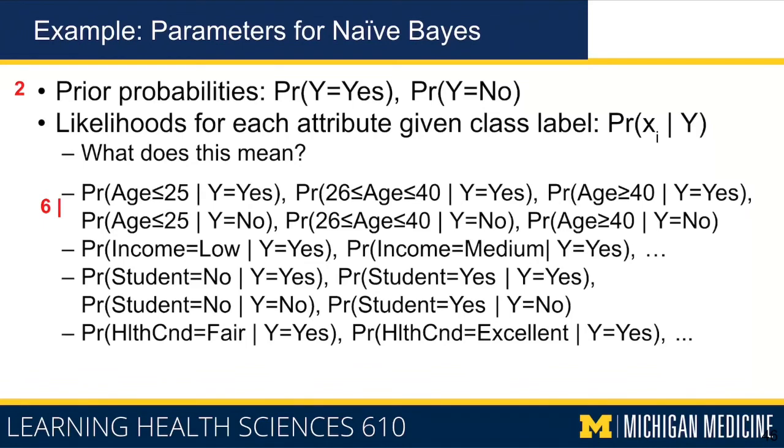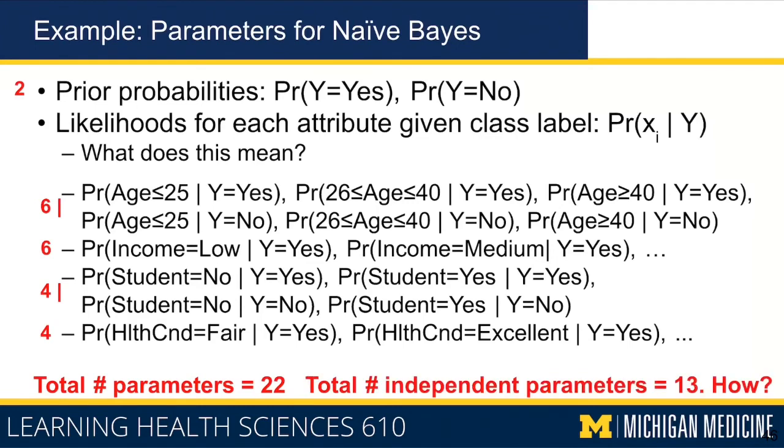So in all, you have 2 probabilities from prior, 2 parameters for prior probabilities, 6 for age given label, 6 for income given label, 4 for student given label, and 4 for health condition given label. So in all, we have 22 parameters for this particular data set. If you are asked specifically about how many independent parameters there will be, there are 13 independent parameters. I will let you find out which ones they are.